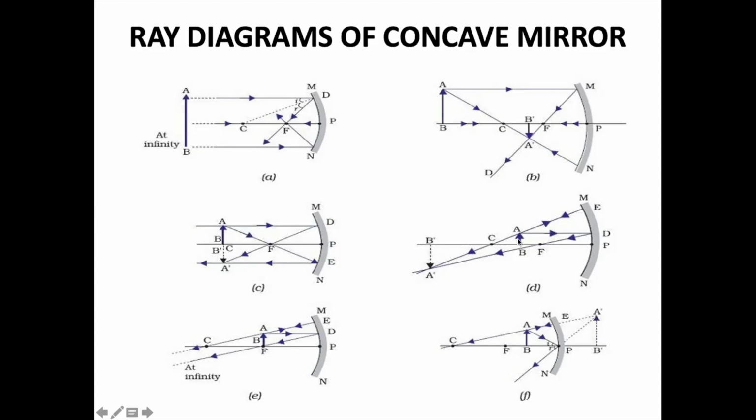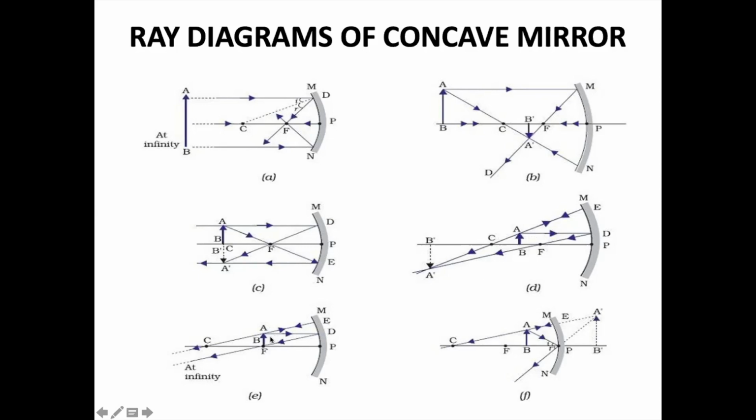Now we will bring the object further closer. That is which place it will be? F. So here it is F. This is an object at F. AB is at F. Rule number 1 applies. The incident ray is parallel to the principal axis. It will always pass through the focus.